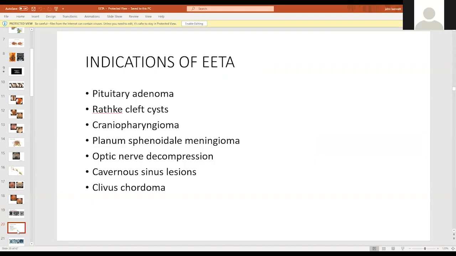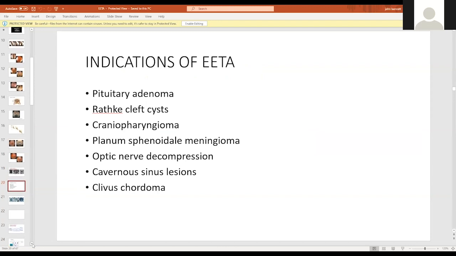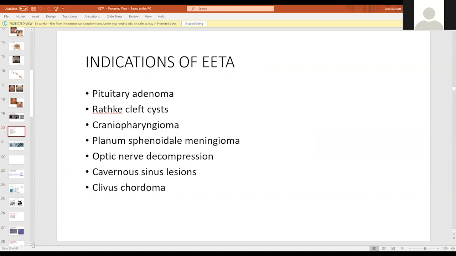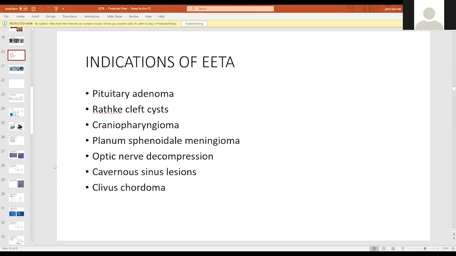Next slide. Okay, the indications. Indication is what we see here. The most famous indication is pituitary adenoma, followed by craniopharyngioma. But we can have all those indications. Let's go forward.